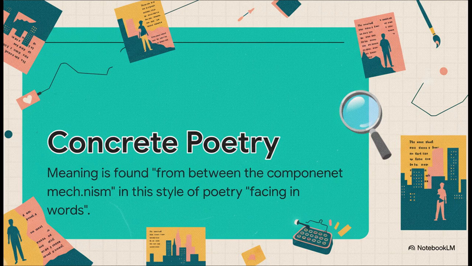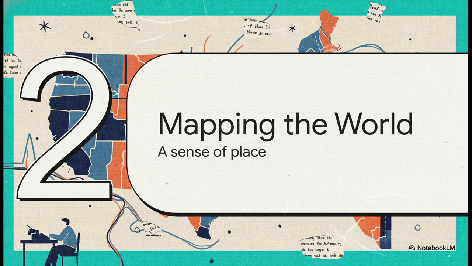The definition you see here, it's literally built from the fragments themselves. The author calls this style concrete poetry and says it's about facing in words. And then they tell us that the meaning is found from between the component mechanism. So in other words, they're spelling it out for us. They're telling us exactly how to read this. Don't just look at the words, look at the spaces between them. Okay, so we've got a key to unlock the style. Now let's actually use it.